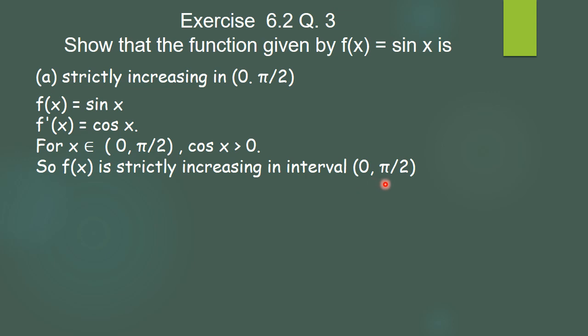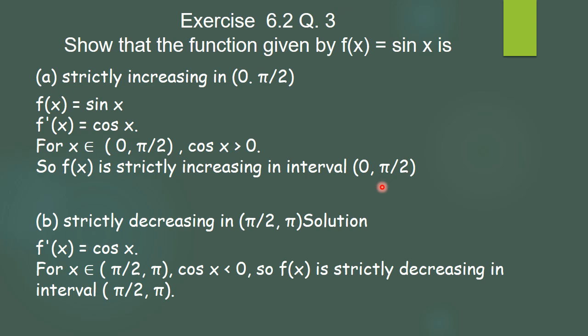Now the second part, what they have asked: strictly decreasing in the interval pi by 2 to pi. F dash of x is the same, that is cos x. But as x belongs to pi by 2 to pi, it means our angle is in the second quadrant. And in the second quadrant, the value of cos x is always less than 0. It indicates f dash of x is less than 0, and that indicates f of x is strictly decreasing in the interval pi by 2 to pi.